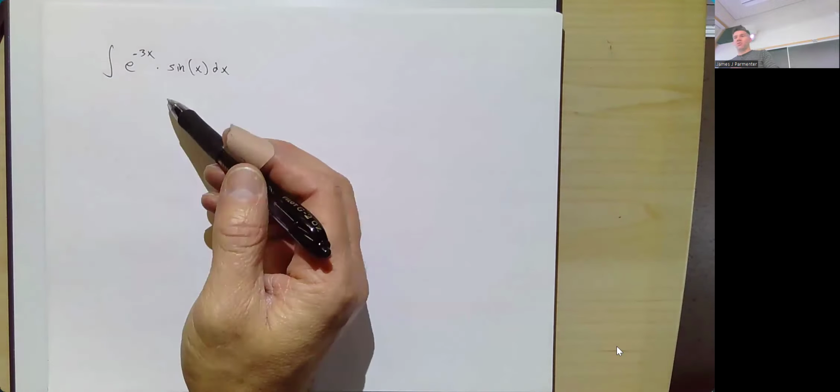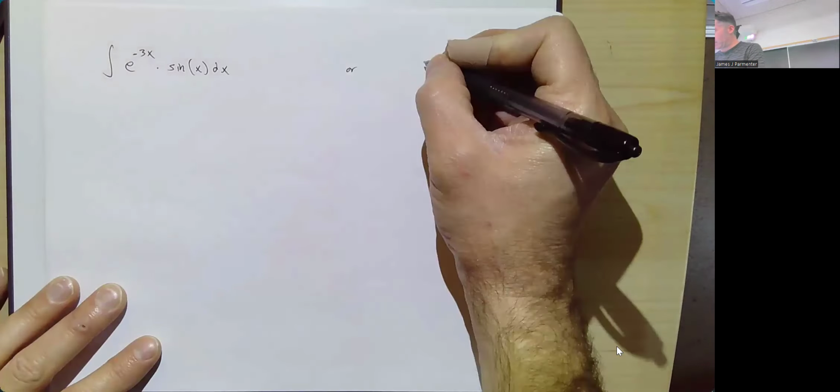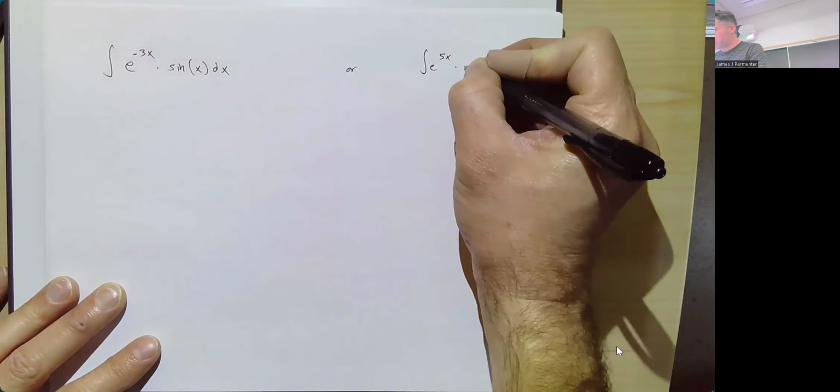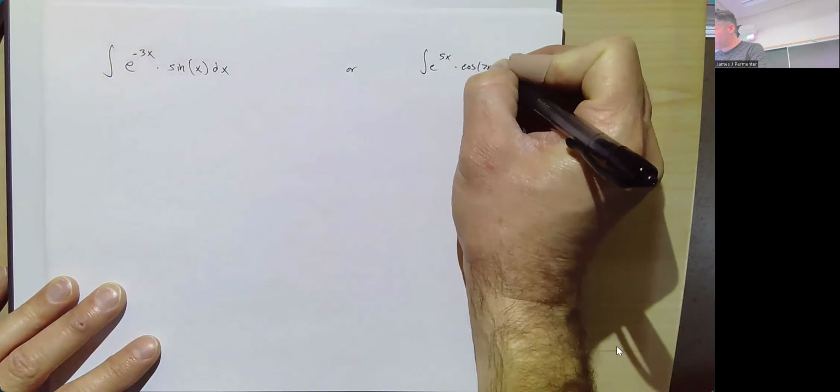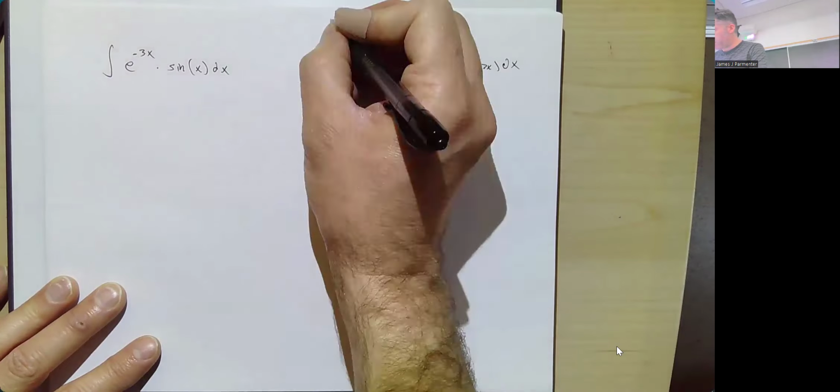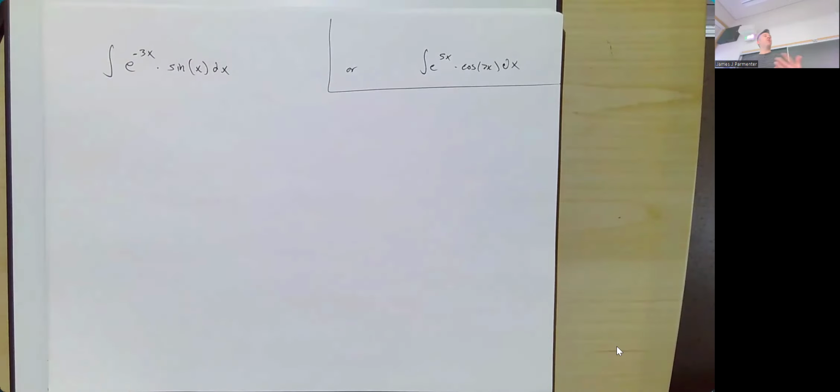Whenever you have something like this, or something like e to the 5x times cosine of 2x, for example, this process applies, where we're going to do integration by parts twice. We're going to end up with the same integral we started with. We're going to bring it over to the other side, divide by whatever constant we need to divide by, and then that'll be the answer.